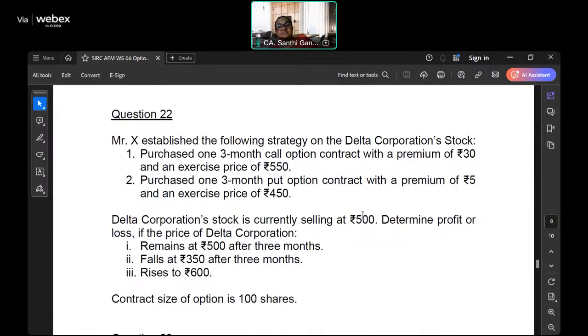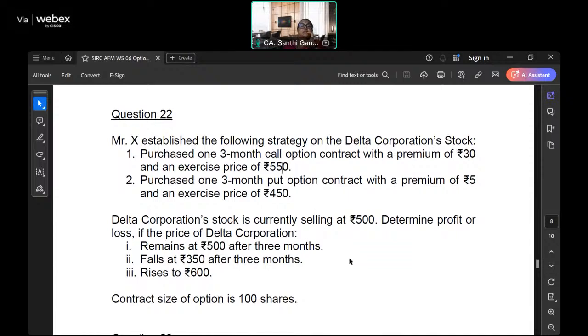Now, this is a strangle strategy. How do we know? The problem has not mentioned it is a strangle strategy, but we know it is. How? Because current stock price is 500. The call exercise price is 550. Call exercise price is more than the stock price means it is out of money. Put exercise price is less than stock price means it is out of money. You have bought both out of money.